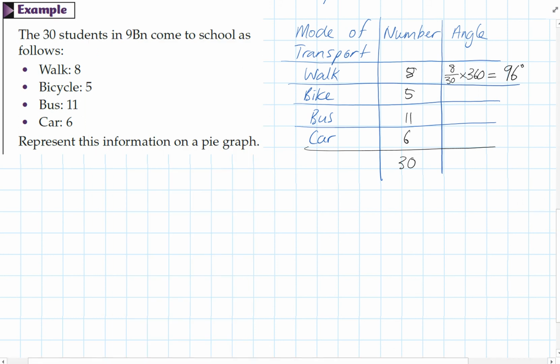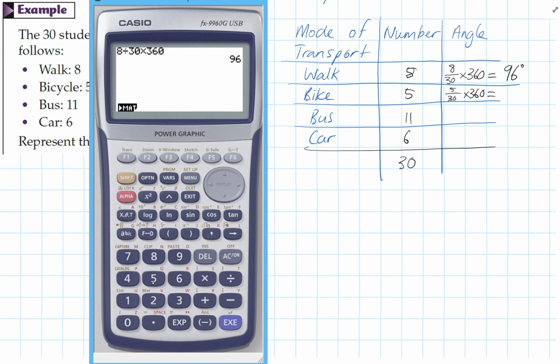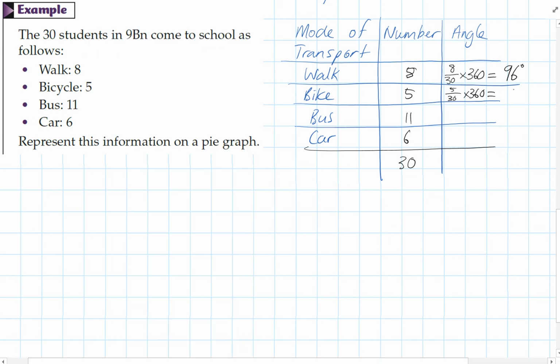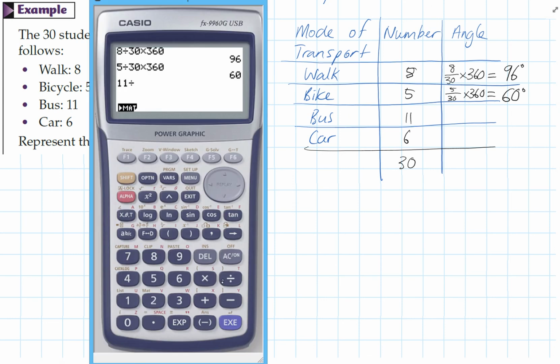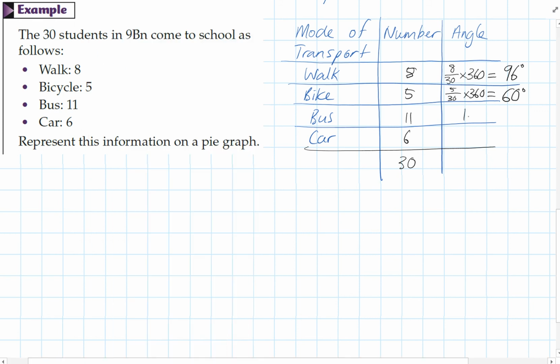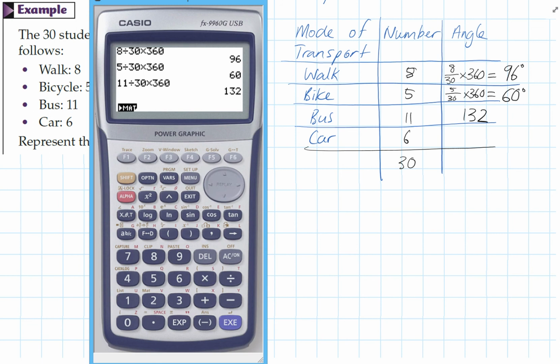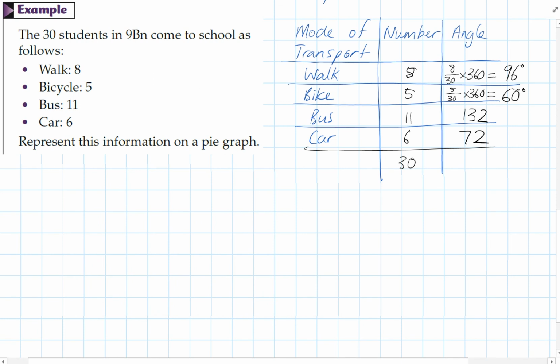So 96 degrees. Okay, so for the next one, it's going to be 5 over 30 times 360. Calculator out. That's 60 degrees. And for our next one, 11 divided by 30 times 360. That's 132. And then 6 divided by 30 times 360. That's 72. And we don't need to do the total because that will all add up to 360 anyway.